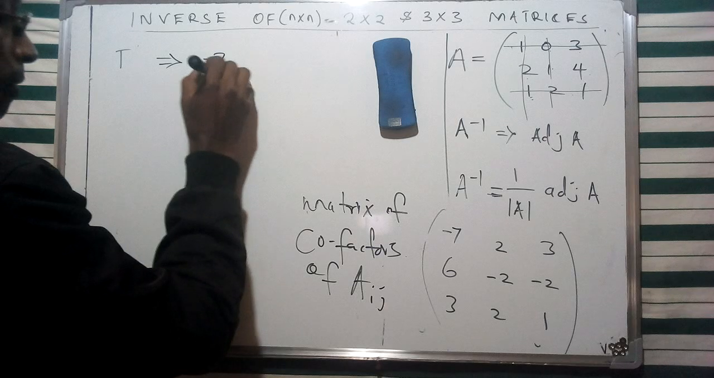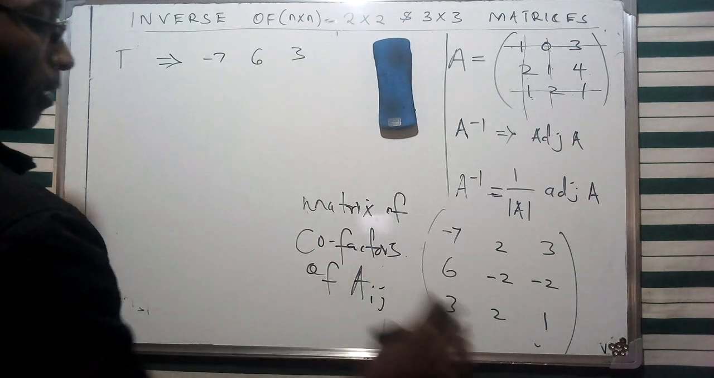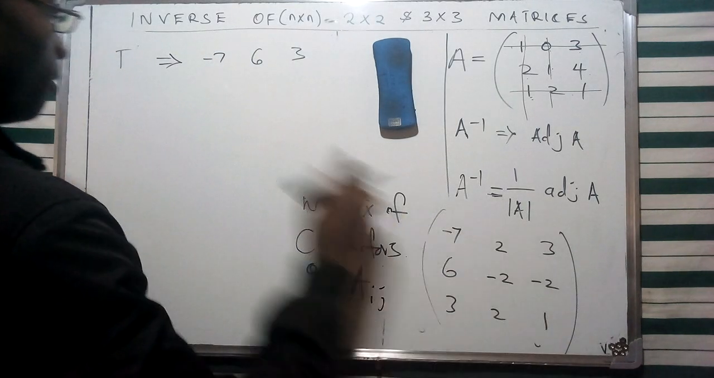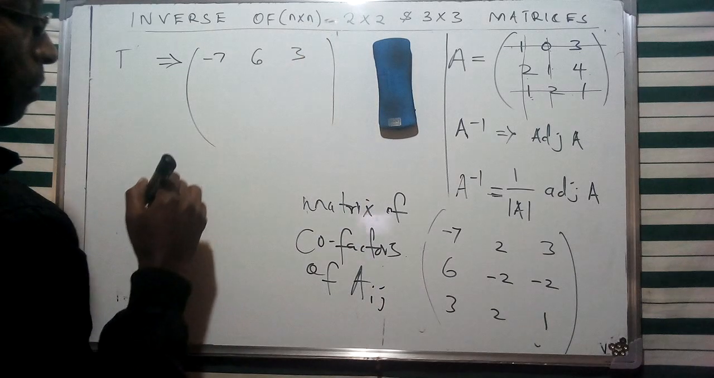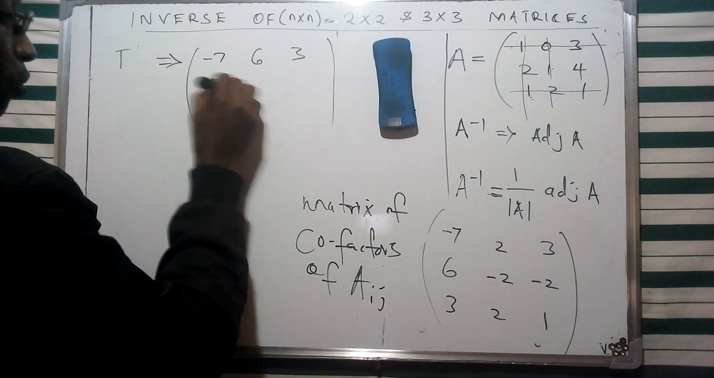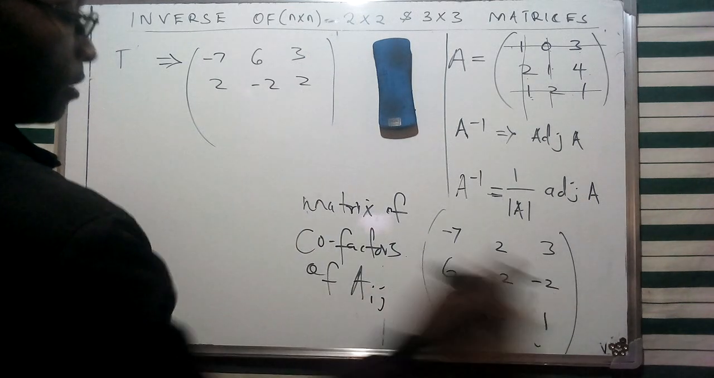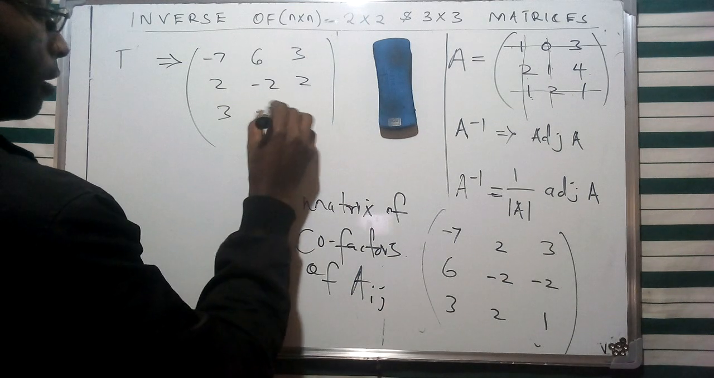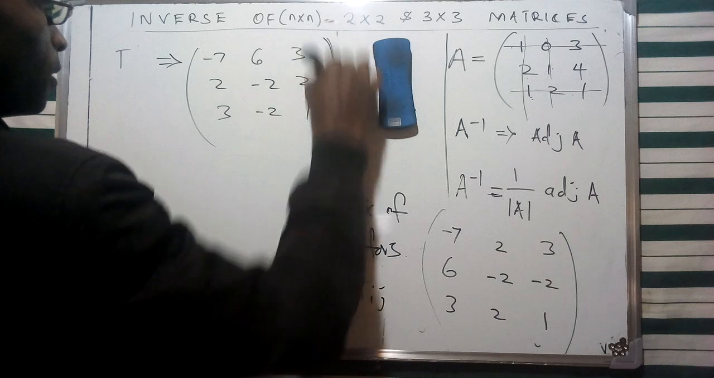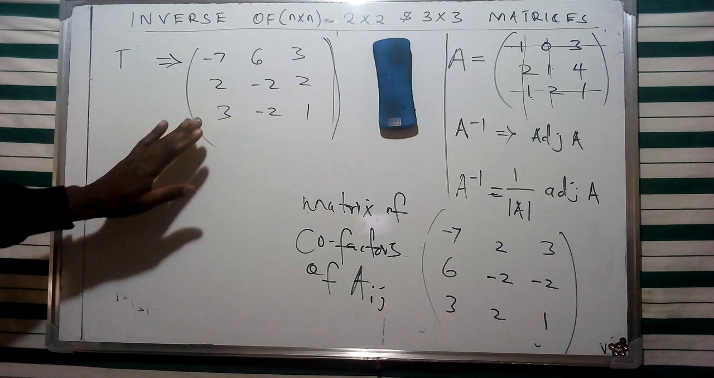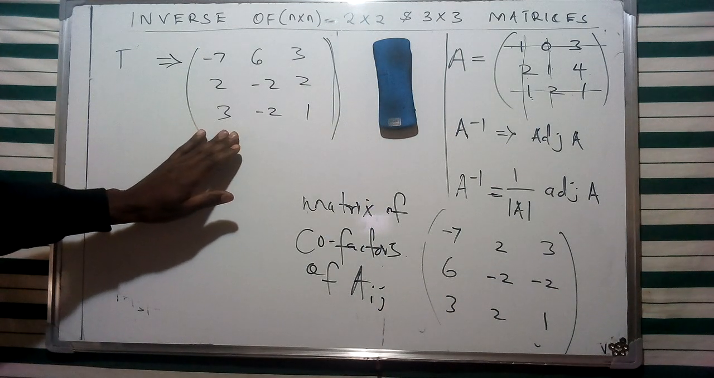this is negative 7, 6, 3. So our first column is going to make our first row, and we're going to arrange them in that specific order, whereby we're going to have 2, negative 2, and then 2, and then the last one we're going to have 3, negative 2, 1, given in that specific order. So this is going to be the transpose of the matrix of the cofactors.